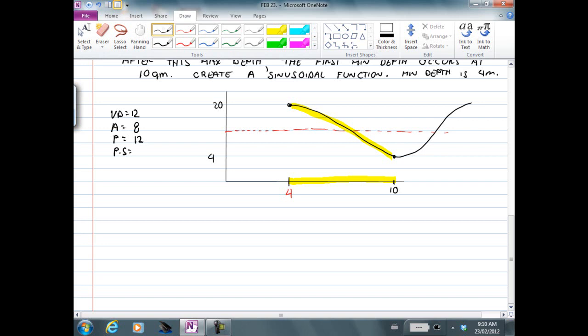Let's start with, if I were to do a cos graph, my phase shift is right here, which is 4. Put everything together, and you have your answer. Y equals 8 cos pi by 6 (x minus 4) plus 12.